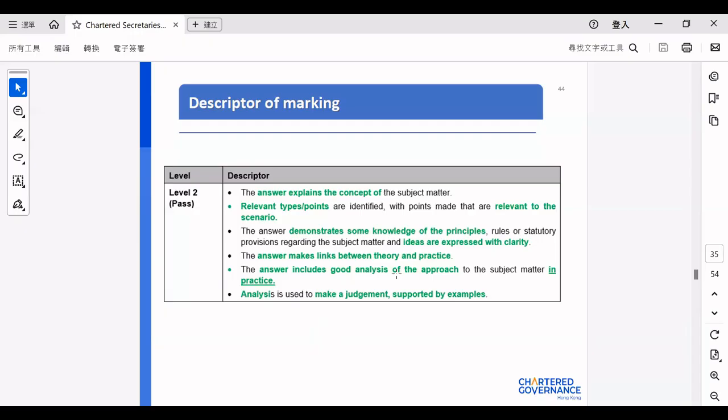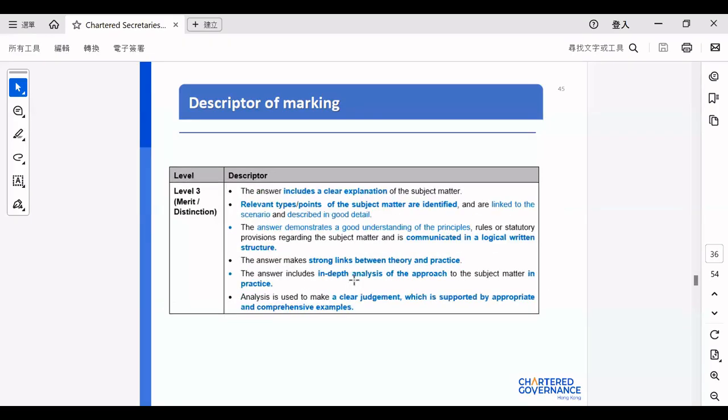The answers include good analysis of the approach in practice. I mean, again, that is very important because they're asking you to apply to the facts. If you're unable to apply the facts, you won't get good marks on that. And lastly is a merit distinction. You have a clear understanding. You identify the issues. You can describe the thing in good details. Good writing skills, good understanding, and good links between the theory and practice. In-depth analysis. So I think we'll cover some of these already.